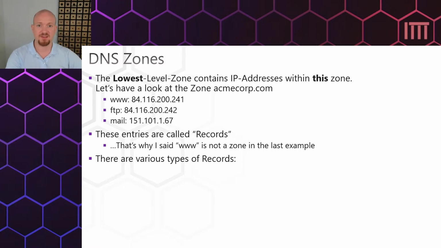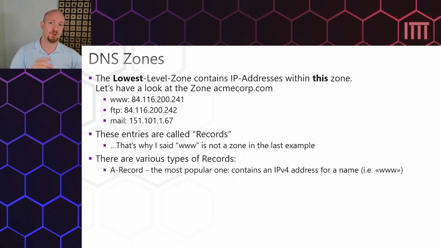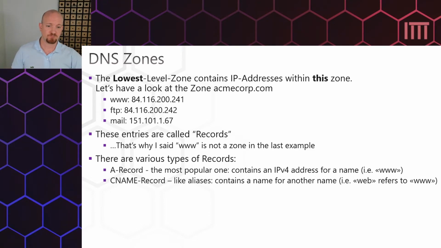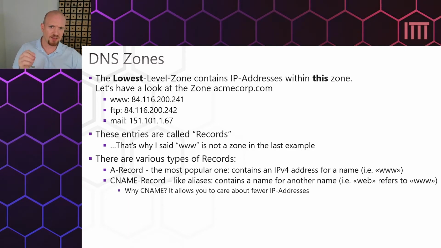There are various types of records. For example, the most popular one is probably the A record, which contains an IPv4 address for a name, like www. Then there's the CNAME record, which acts like an alias, and it contains a name for another name. Like for example, web could refer to www, or internet could refer to www. Why should you use a CNAME record? Because it allows you to care about fewer IP addresses.